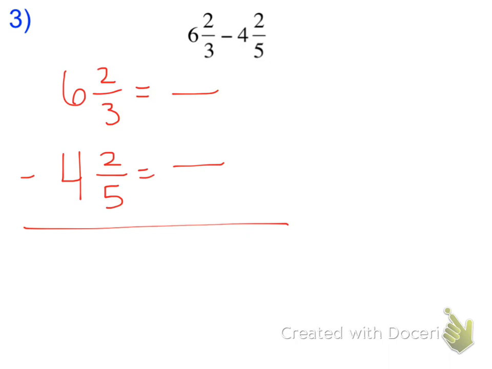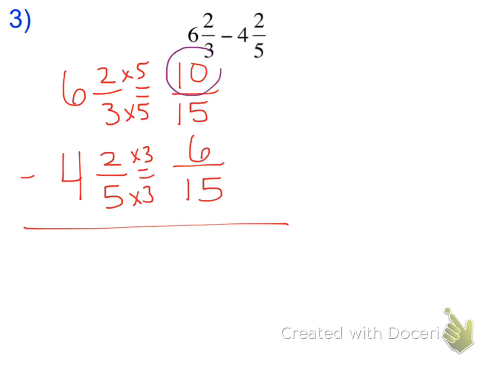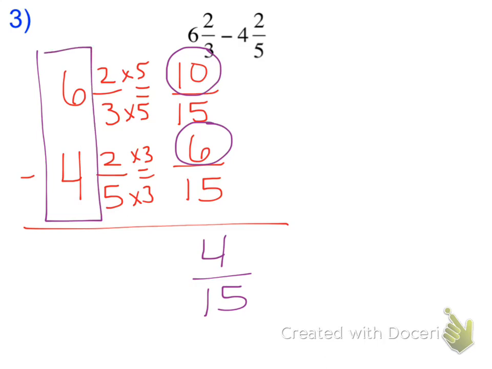Okay, common denominator in this case, 15, times 3, times 3. Okay, so up here we get 10. And be careful, now we are subtracting. So if we subtract our numerators, 10 minus 6, we get 4. Same denominator. And then subtract your whole numbers to get 2. This one was fairly easy. We didn't have to do any extra steps.